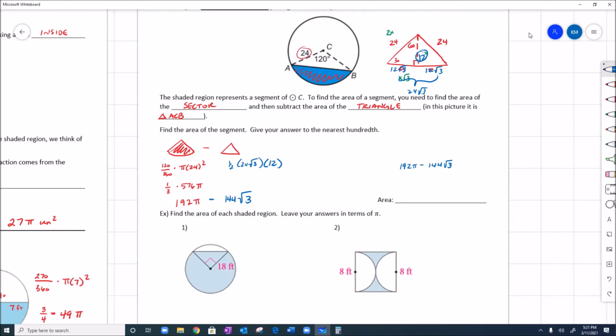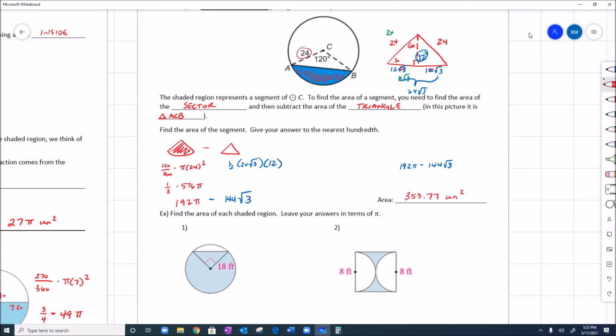It's nice to know the exact answer so that when we have to find our rounded answer, we should be accurate with it. So now we're finding our rounded answer. We'll type that into our calculator, and that should give us 353.877. And that is no units, so units squared.